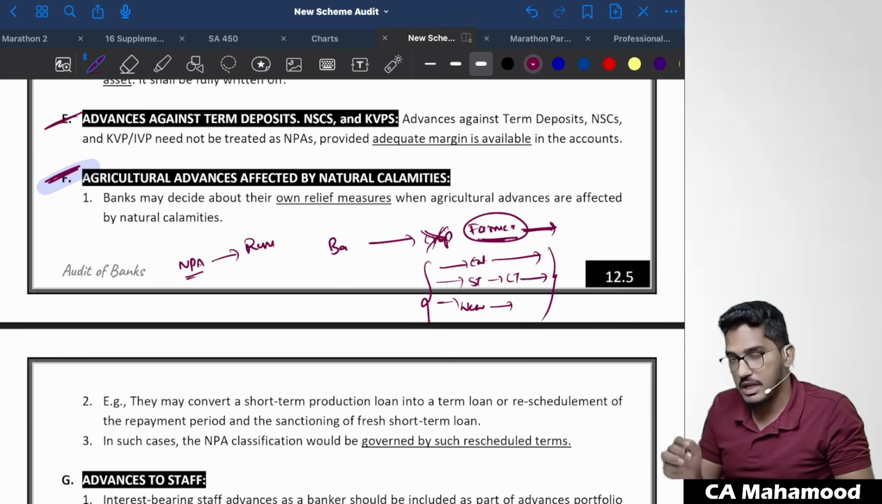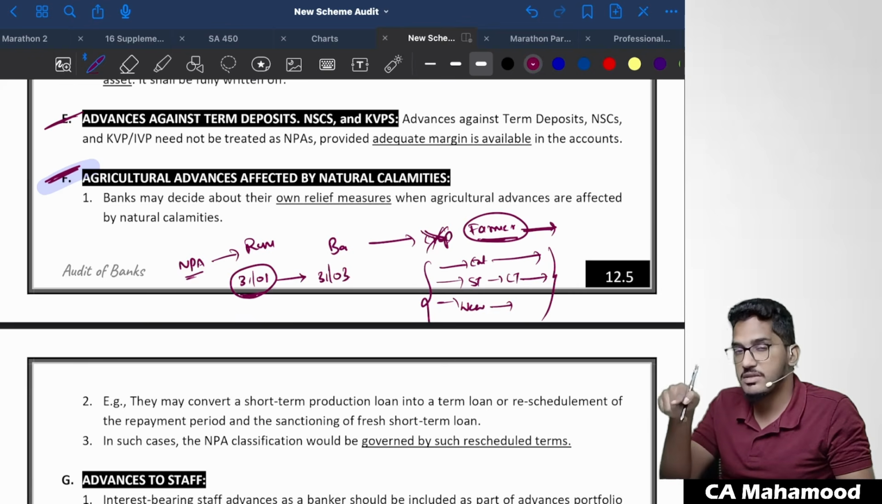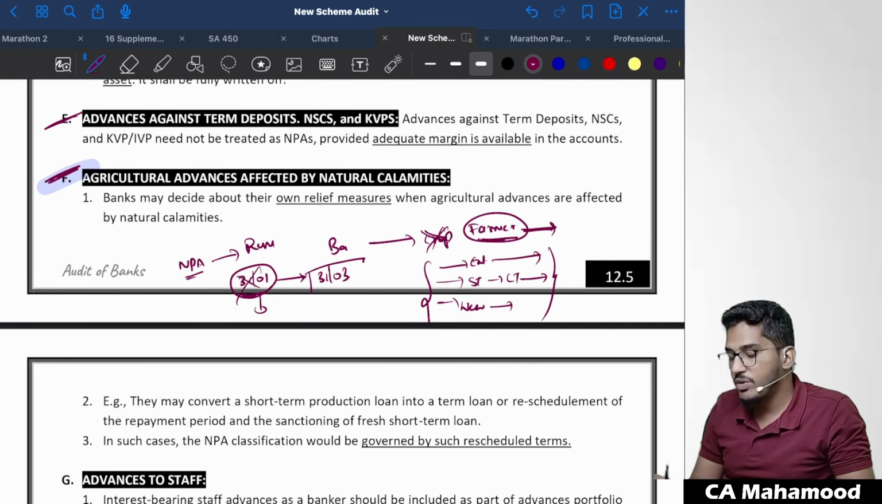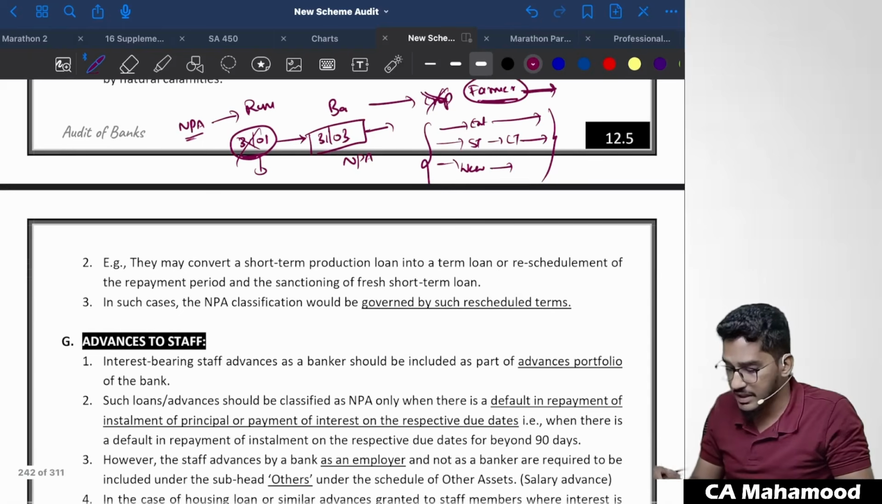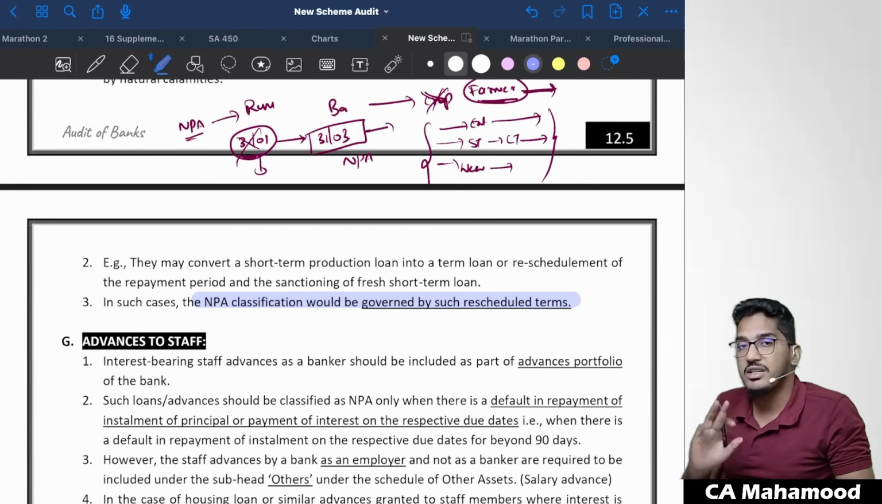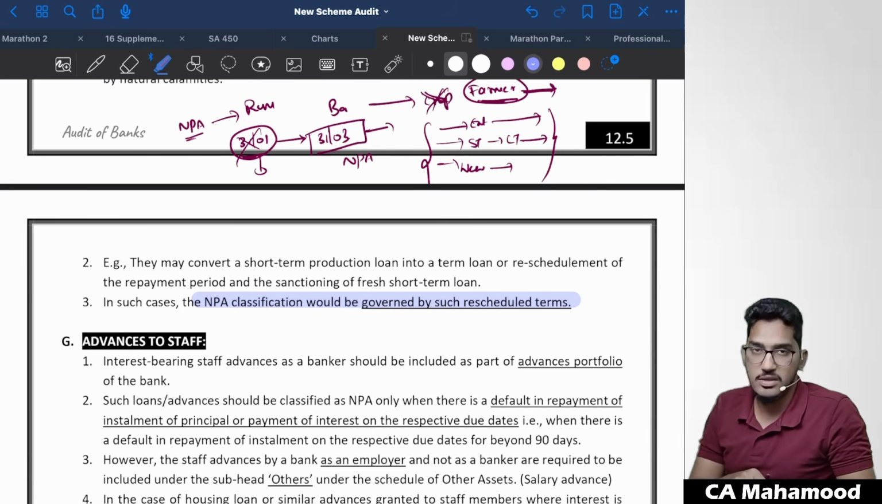For example, when the loan was first given, the due date was 31st of January. But the crop is affected by natural calamity. Because of that, the banker has taken a relief measure. They have extended the due date to 31st of March. Now, if the amount is not paid as on 31st of January, which is the previous due date, it will not be treated as NPA. Old norms will be ignored. What is the new due date? 31st of March. If the amount remains overdue after 31st of March, then only it will be classified as NPA. So the simple thing is, if any relief measures are taken, NPA classification would be governed by rescheduled terms, not the original terms.